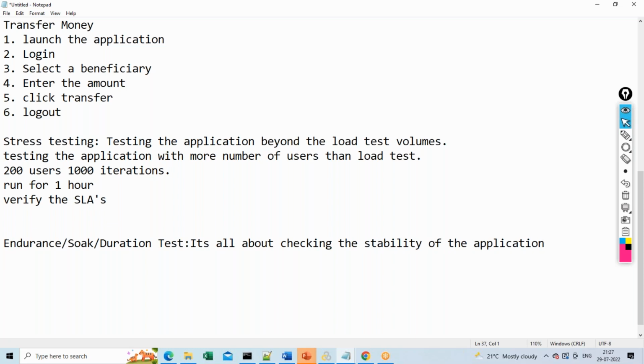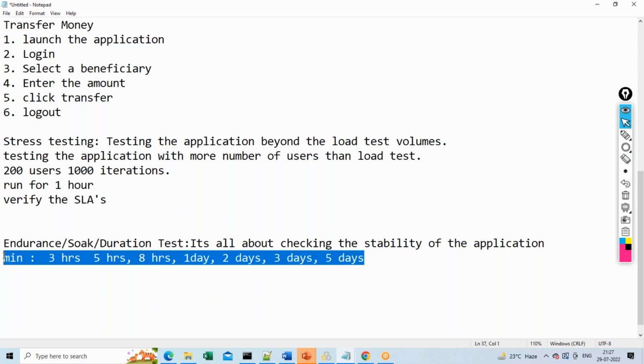When you say longer duration, it's up to the project, but minimum you have to run for 3 hours, 4 hours. Minimum 3 hours. You can run for 5 hours, 8 hours, 1 day, 2 days, 3 days. Some projects very rarely will run for 5 days also. This is the worst case.